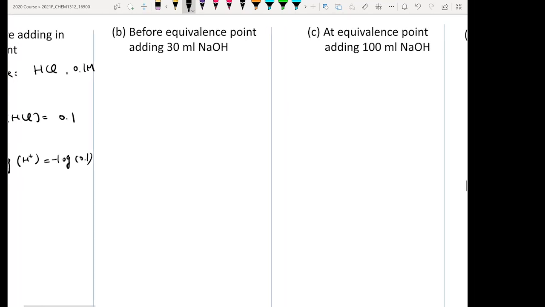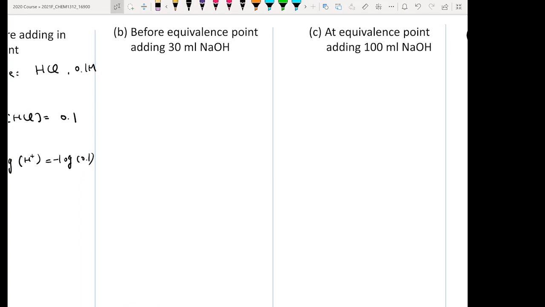How about the second one? If you add in 30 ml of NaOH, the first thing you want to know is that the titrant added is 30 ml, and your VEP is equal to 100 ml.